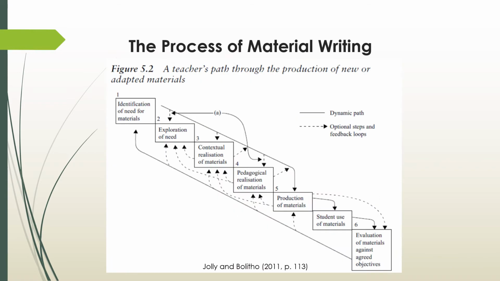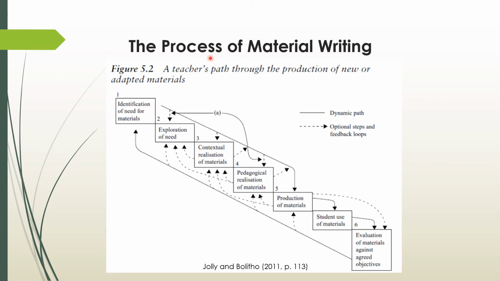So here is the process. We are referring to the process of material writing. So you need to start from the identification. As a teacher, this is your path through the production of a new or adapted material. So if you want to develop materials, these are the paths. These lines refer to the dynamic path, and this one refers to the optional steps and feedback loop. So you can go back and forth for developing the material as well. That's what we are saying.